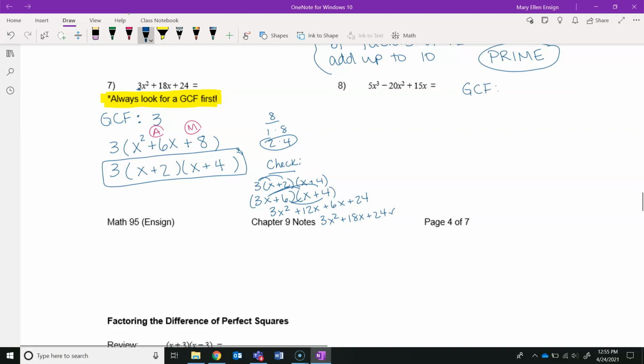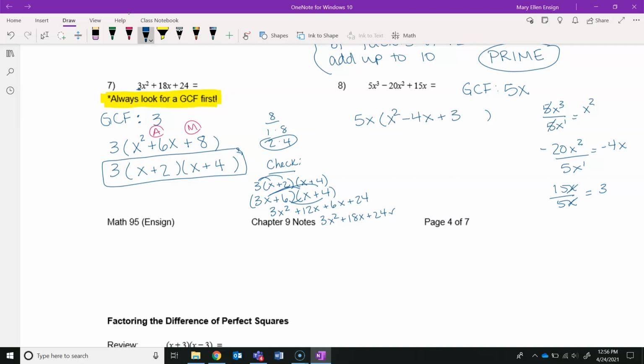Okay, so my GCF here, I can take out a 5 out of each of those, and I can also take out an x. So my GCF is 5x. So I'm going to pull that out here. If it helps, you can write these out as division. So 5x to the third divided by 5x. X to the third over x to the first is x squared. Minus 20x squared over 5x is minus 4x, right? 2 minus 1 is 1. And 15x over 5x, the x's are going to cancel out. I'm just going to get 3. So in these parentheses, I have x squared plus 4x, or sorry, minus 4x plus 3.